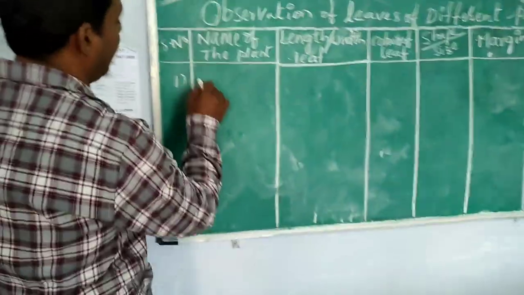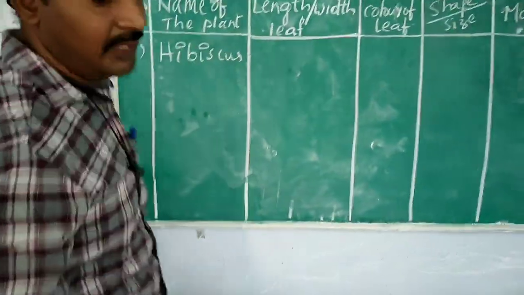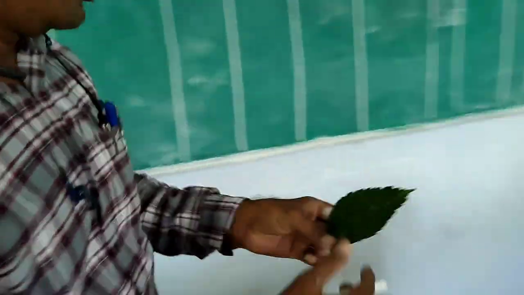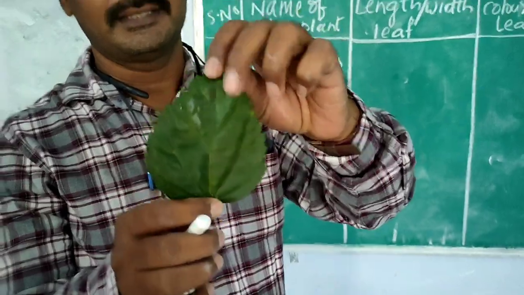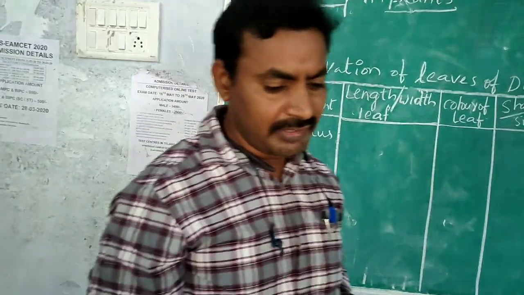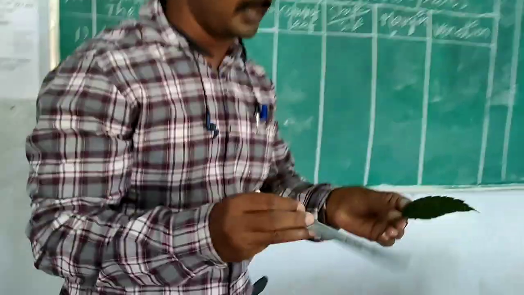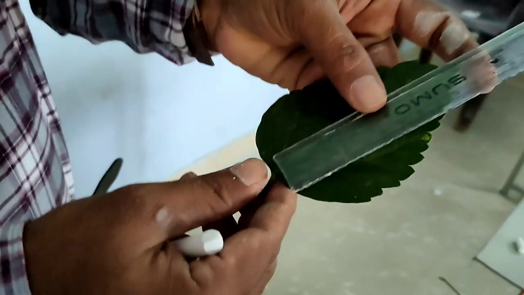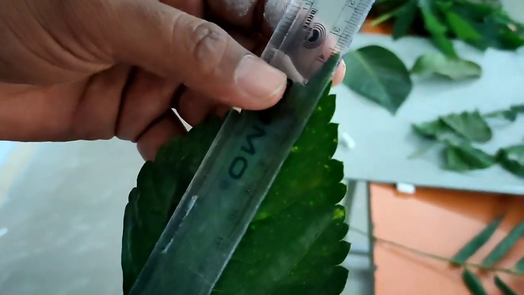First of all, we take the hibiscus leaf. Usually the general name is hibiscus, mandara. So this is the leaf of hibiscus. Now, the length and width of the leaf. How can we measure the length or width of the leaf? If you want to measure the length, you take a scale and measure from the petiole to the tip of the lamina.